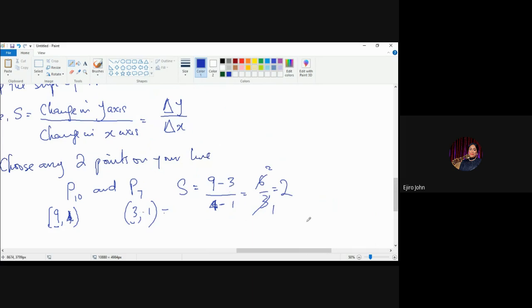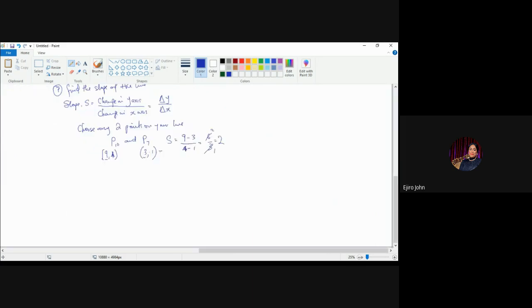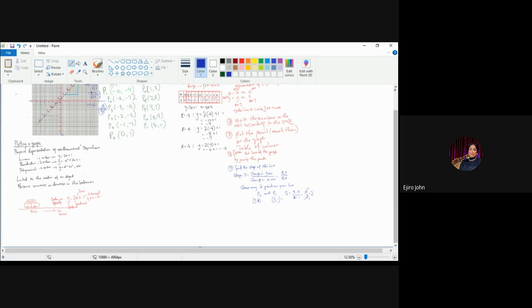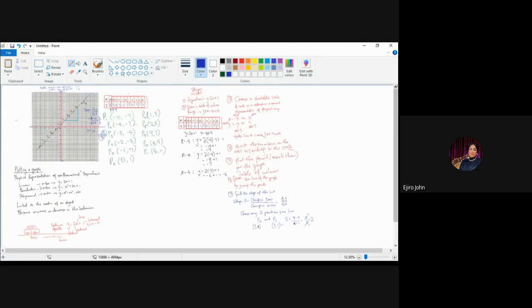These are the steps to plotting a successful graph. So I'm done with this example for now. We'll stop here, and if you have any questions, you can ask.